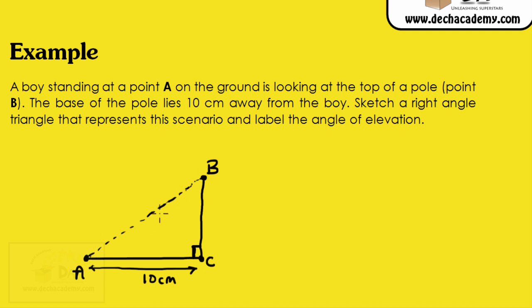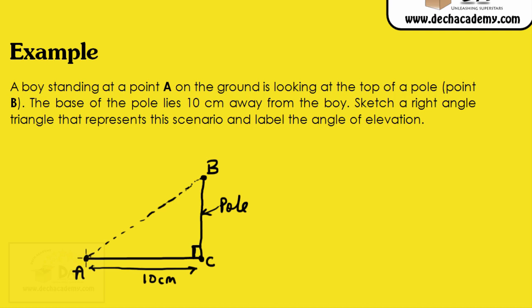We have a boy here looking at the top of a pole. So here's the pole here. Boy looking at the top of the pole, point B, and the boy stands 10 centimeters away from the base of the pole. The question also requires us to label the angle of elevation.